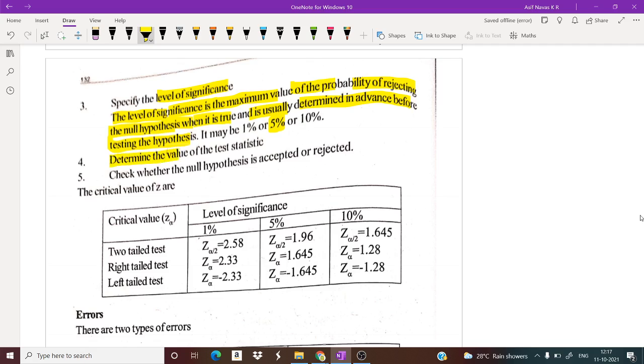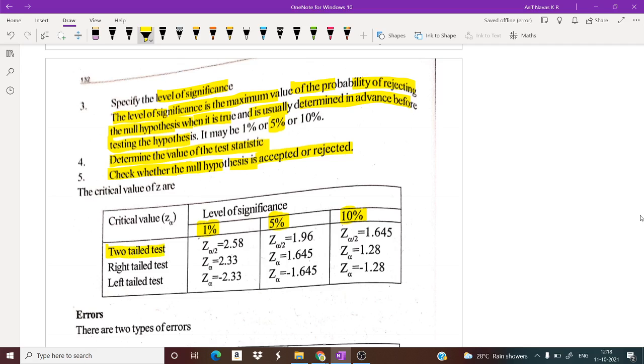Now the fourth step is to determine the value of the test statistic and check whether the null hypothesis is accepted or rejected. Normally they will ask for a level of significance of 1%, 5%, or 10%. You can get this value from the table, or you can just memorize it.